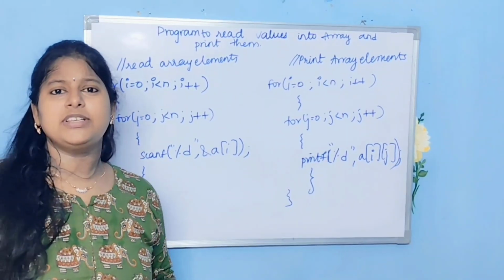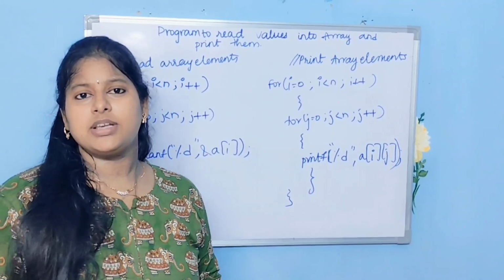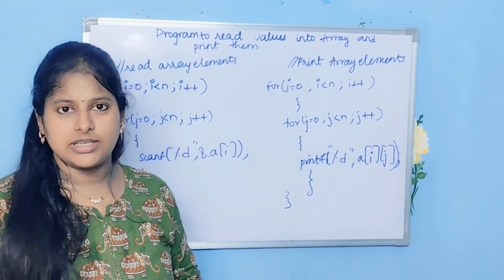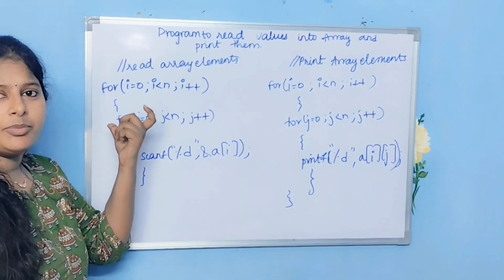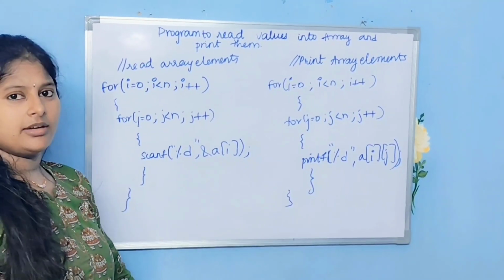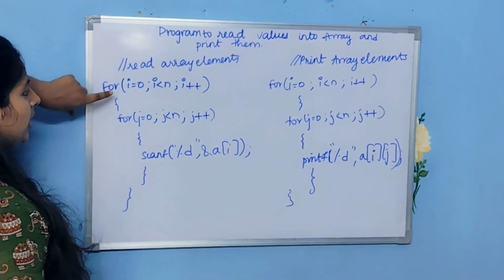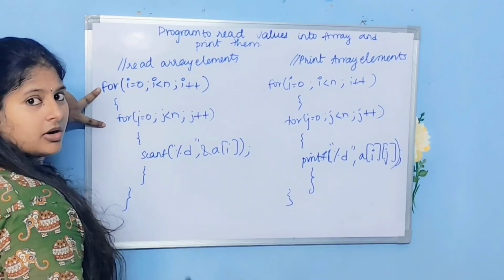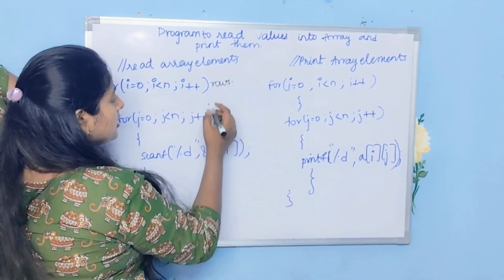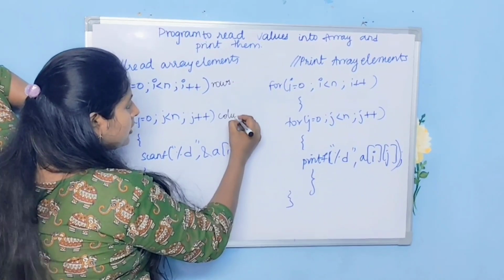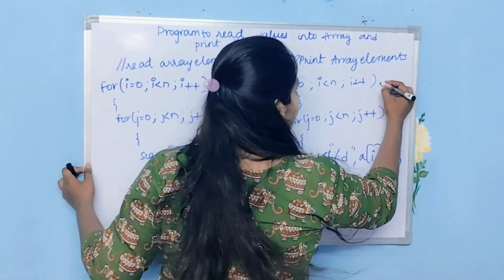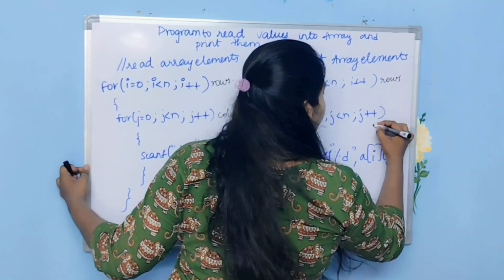So I've already told you that 2D arrays are nothing but arrays of arrays. That means one array consists of a number of arrays inside it. This is a simple program to understand how we read and print elements in the array. I've considered two loops here. One loop is for rows, one loop is for columns. Same while printing: one loop is for rows, one loop is for columns.